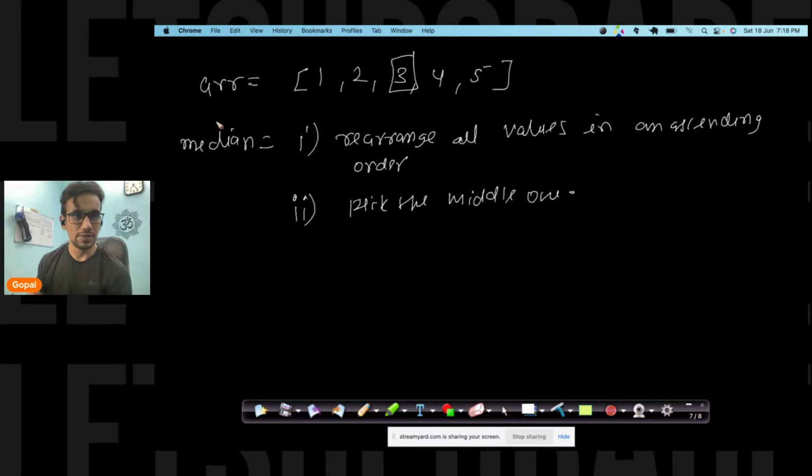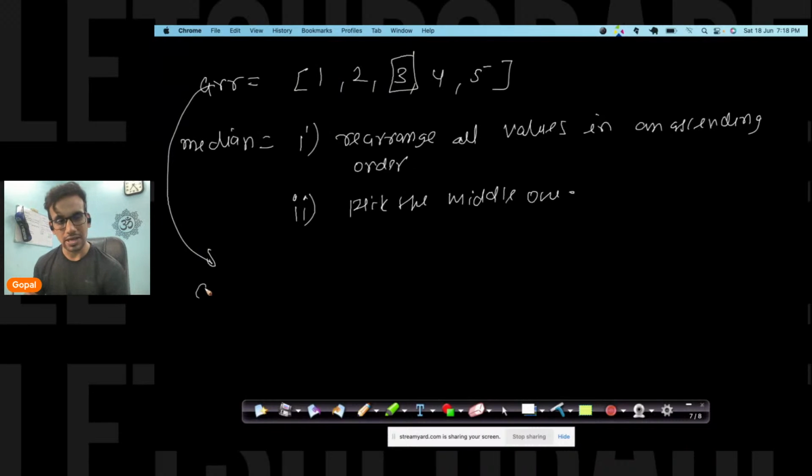If I take this array here, we have already rearranged it in ascending order, and the middle one is this. If we have an even number of values, we basically take the two middle values, sum them up and divide by 2. That is why I just don't want to get into the even number case here.